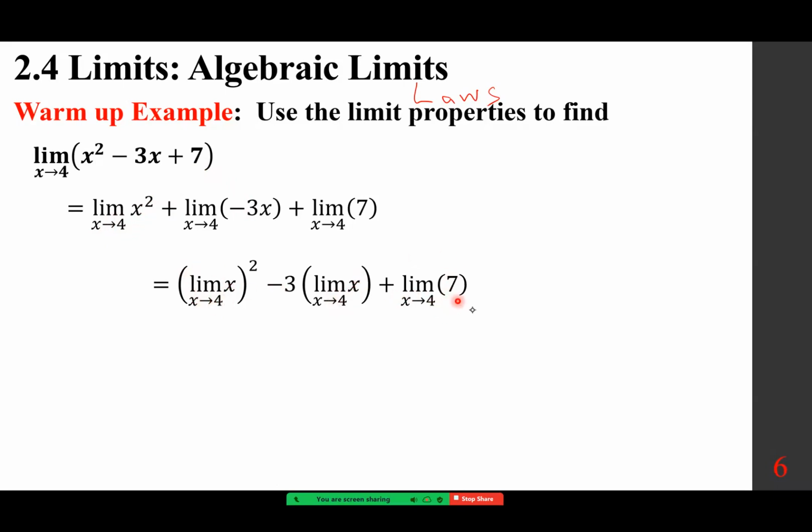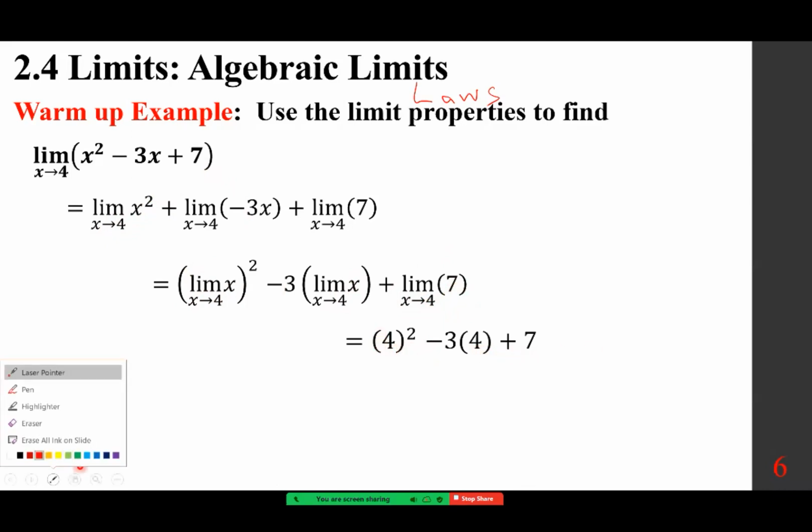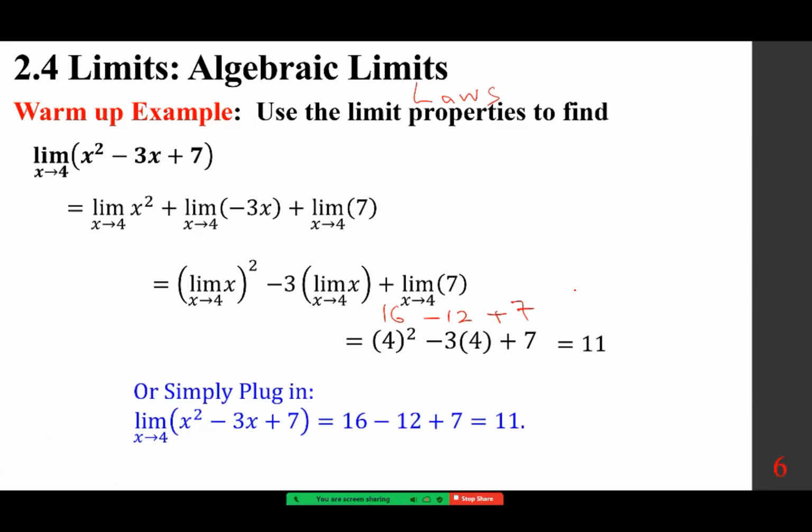The last one, when you have a constant, x approaching 4 or 40 or 10,000 or 2 or negative 5 has no bearing, the constant comes out as a constant. And 4 squared minus 3 times 4 plus 7, this is 16 minus 12 is 4, plus 7 is 11. Or we could simply plug in as we did before.